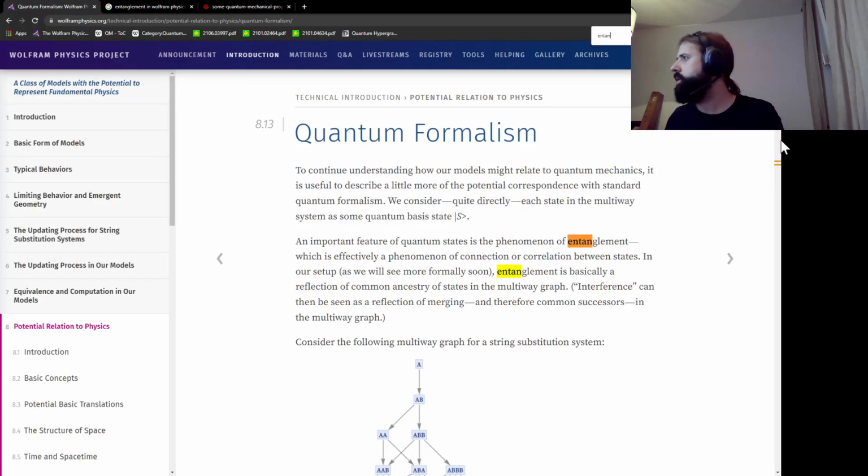A part feature is entanglement. Connection or correlation between states. In our setup, as we will see more formally, entanglement is basically a reflection of common ancestry of states in the multiway graph. Interference can then be seen as a reflection of merging.